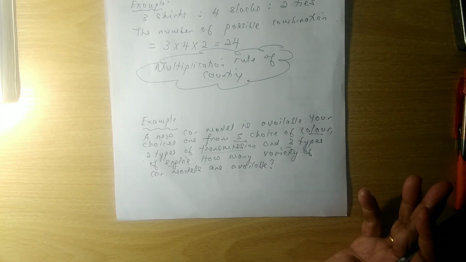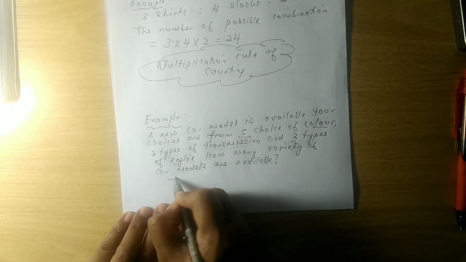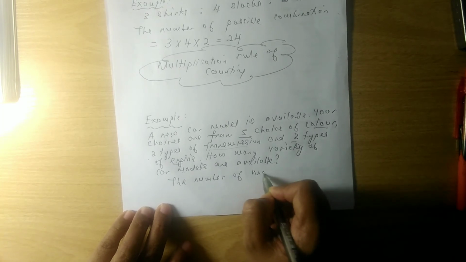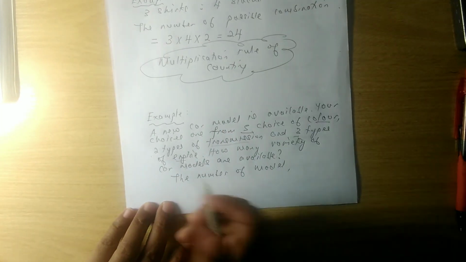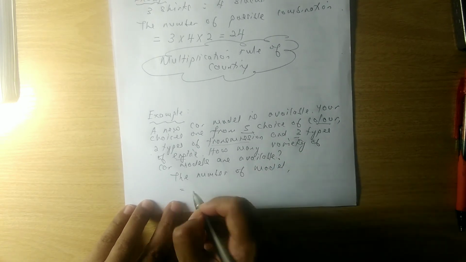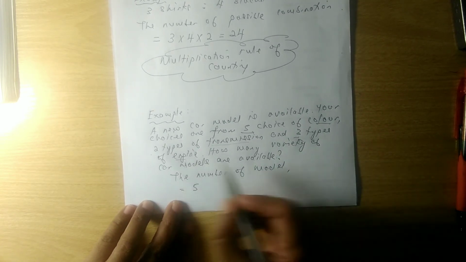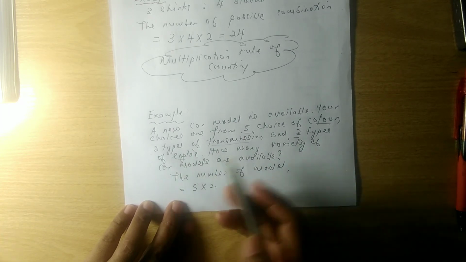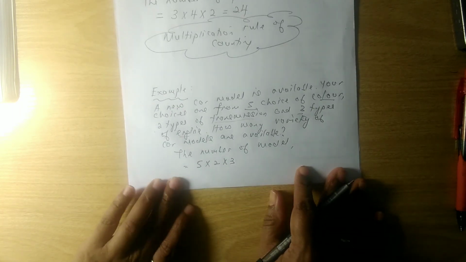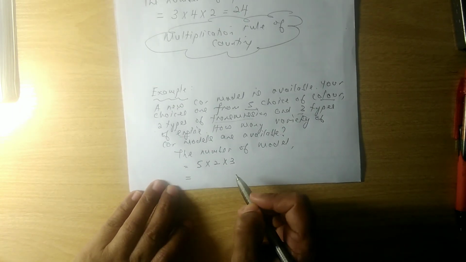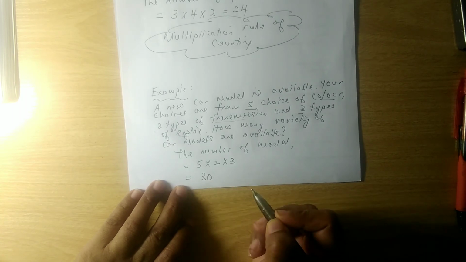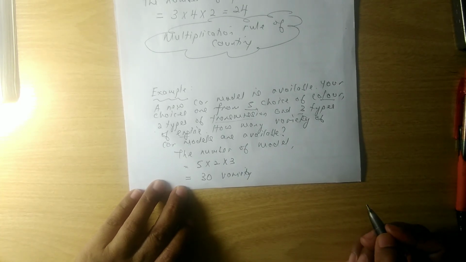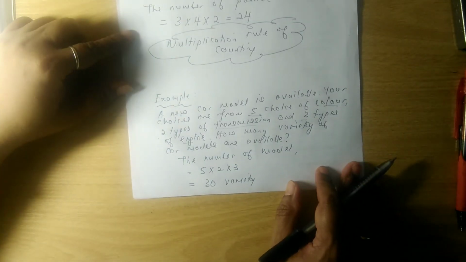The number of models will follow the same concept as just now. I've got 5 colors to choose from, 2 types of transmission, and 3 types of engine to pick from. That means altogether I have 30 varieties which I can pick from. So this again abides by the multiplication rule of counting.